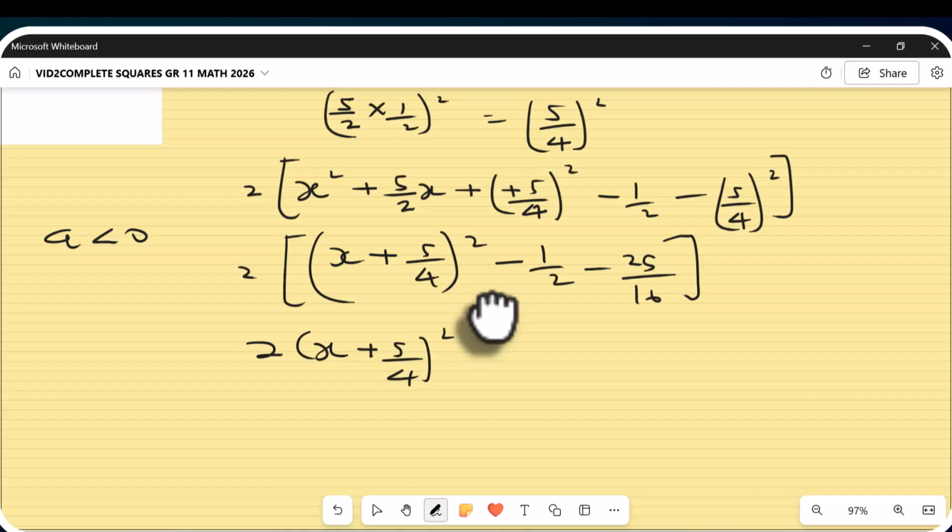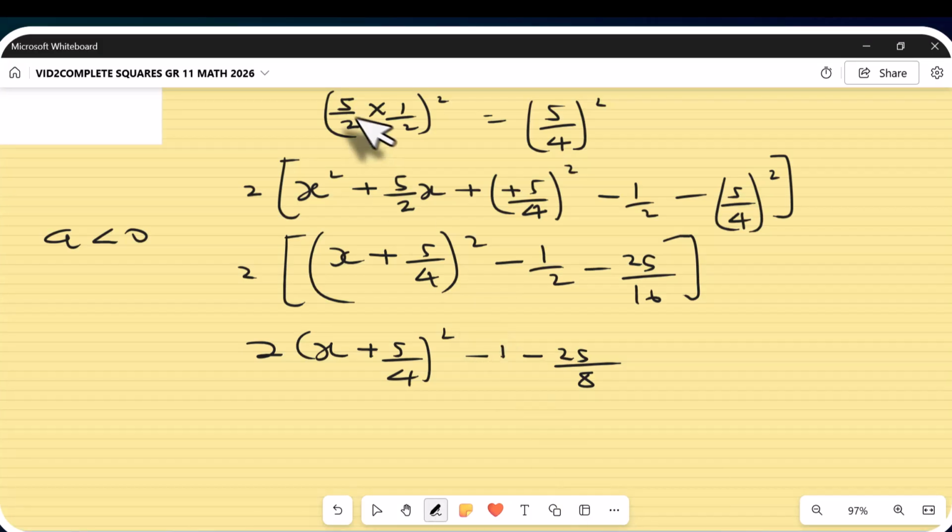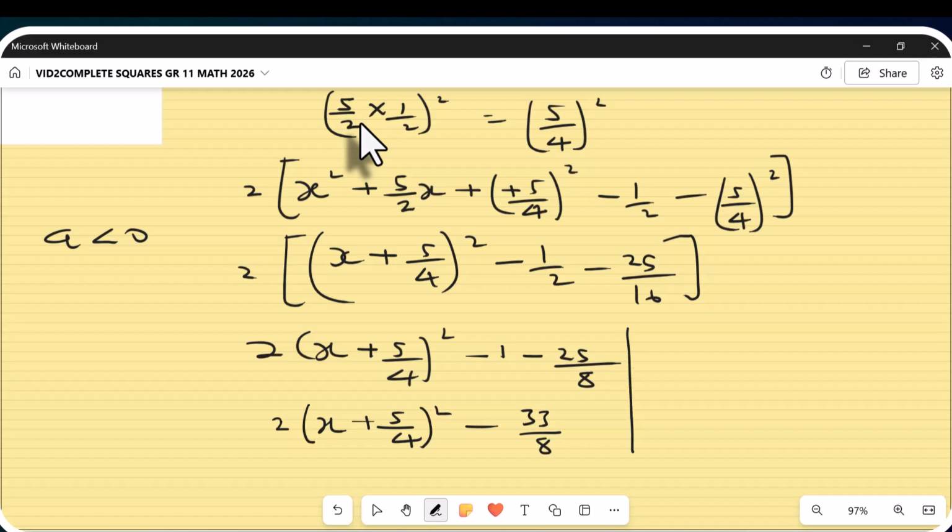So now here, using the calculator, I get negative 33 over 8. So in this particular case our minimum value equals negative 33 over 8. It occurs when x equals negative 5 over 4. Don't forget what we do: we equate the bracket to 0, and then you get a value of x here. That's what we have there.